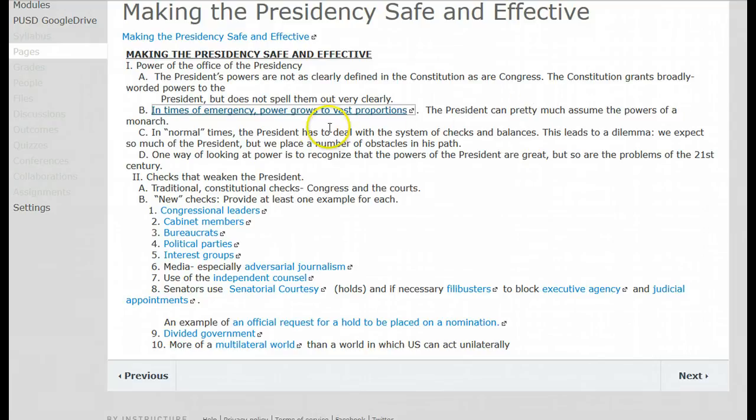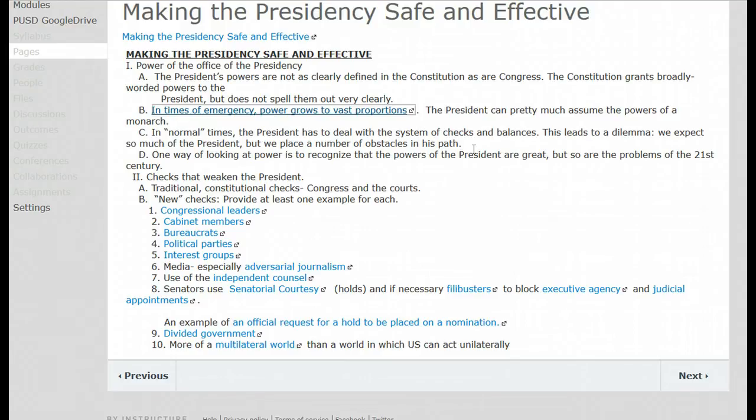So in normal times, he has to deal with checks and balances. This leads to the problem. We expect so much of the president, but we place a number of obstacles in his path. One way to look at the power of the president and how it's grown over time is basically to recognize that the president's ability to be seen and heard by the American public has grown due to media. That was a big change.